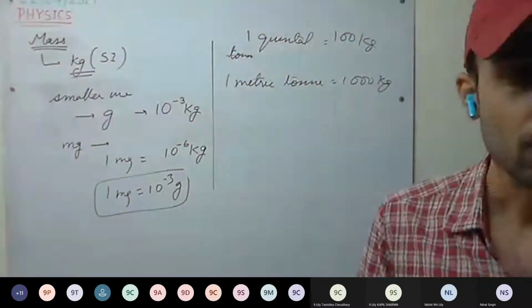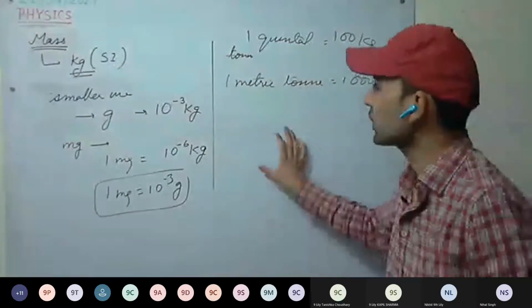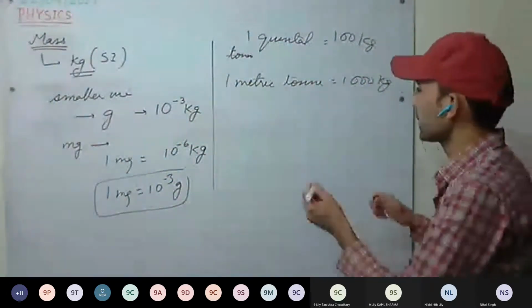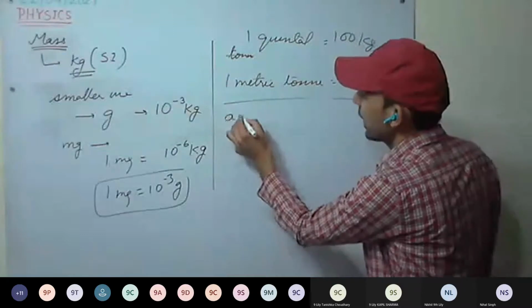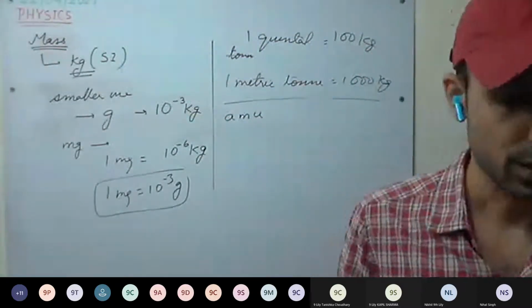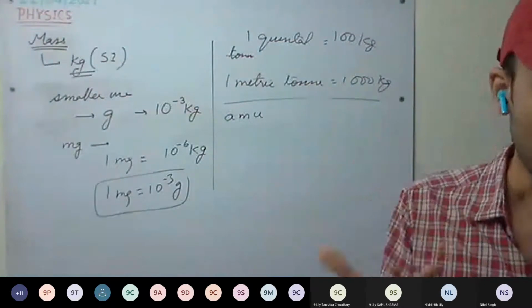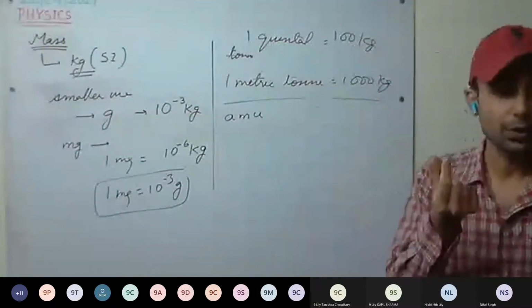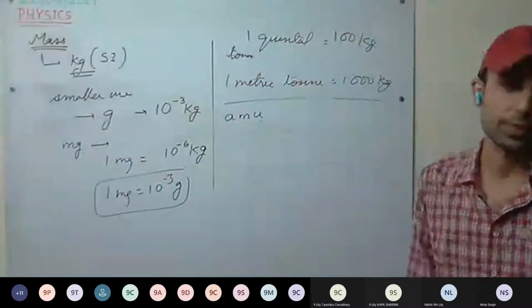Now, non-metric units. That is, they are not related in powers of 10. We'll be discussing non-metric units. First is AMU, atomic mass unit. For example, we have to measure the mass of a neutron, proton, or electron. So we require a very, very small unit, and that is the atomic mass unit.